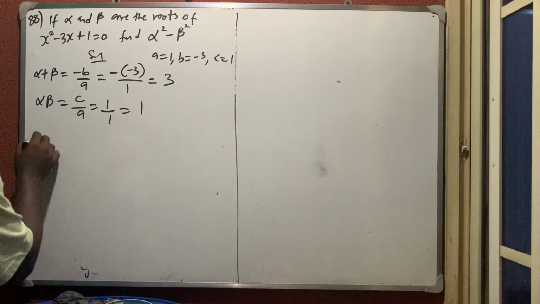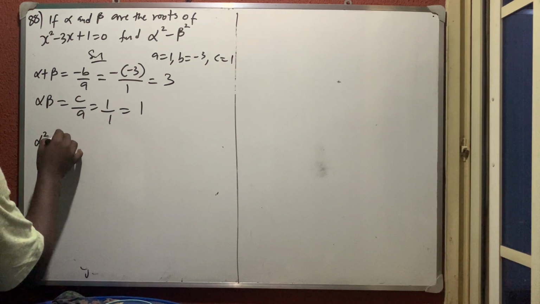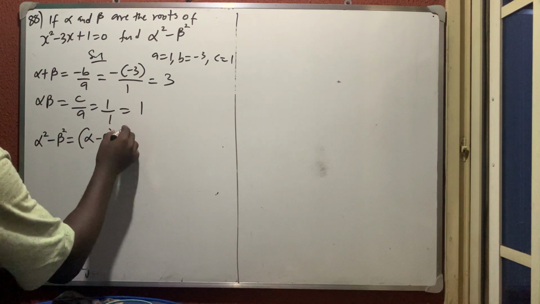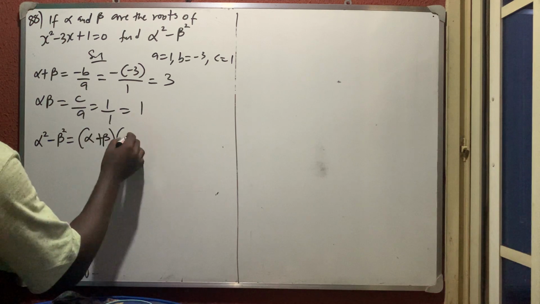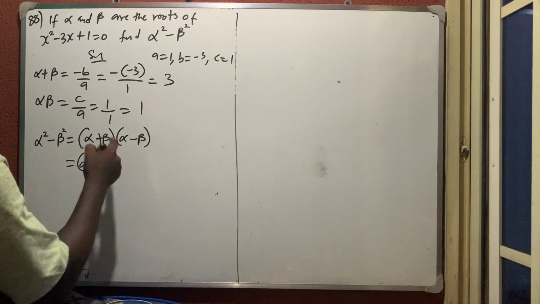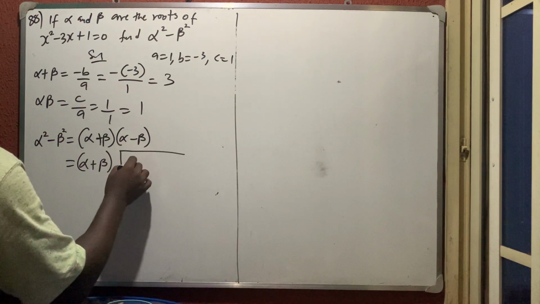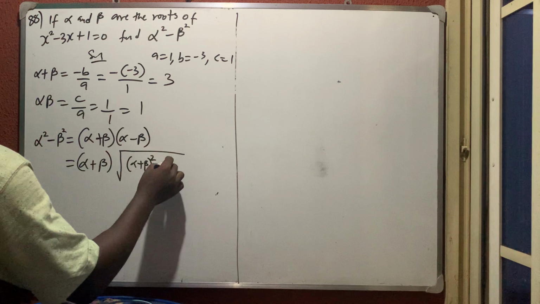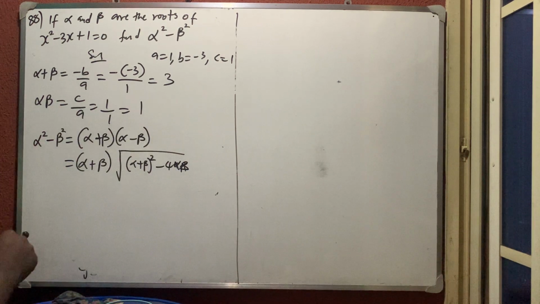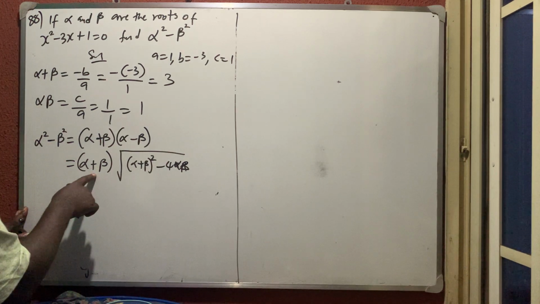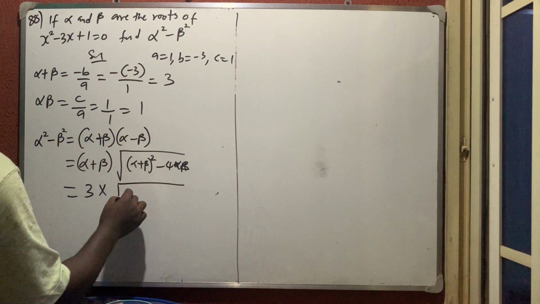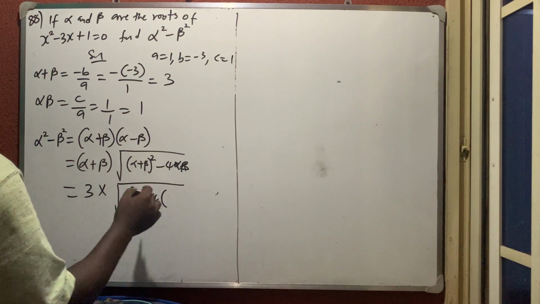Okay, now alpha squared minus beta squared is a difference of two squares, which is what? Alpha plus beta and alpha minus beta. So alpha plus beta, and this one means the square root of alpha plus beta all squared minus 4 alpha beta. Okay, please note that. So this is what? Alpha plus beta, which is 3, times the square root of 3 squared minus 4 into 1.